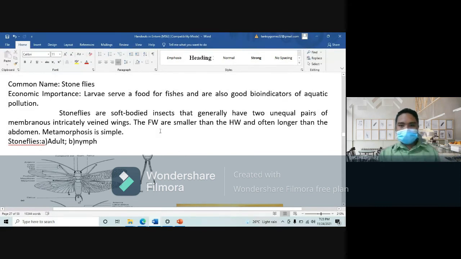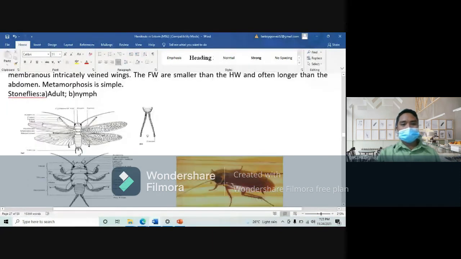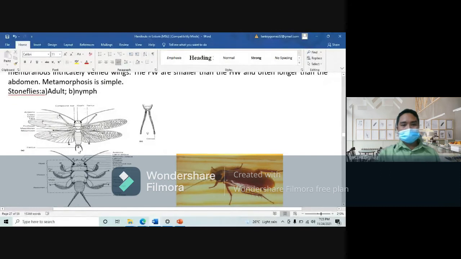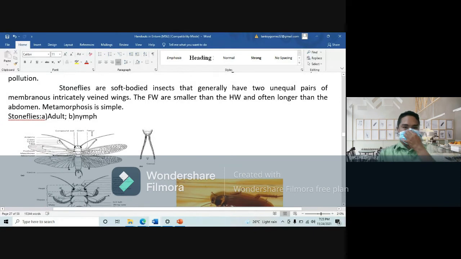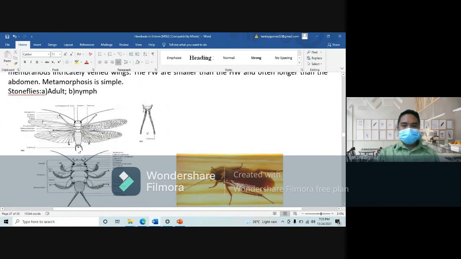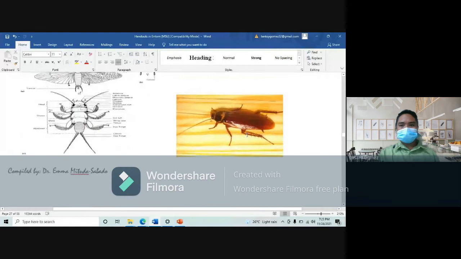The forewings are smaller than the hind wings and often longer than the abdomen. Metamorphosis is simple. This is the adult stonefly, and this one is the nymph of this stonefly. Okay.